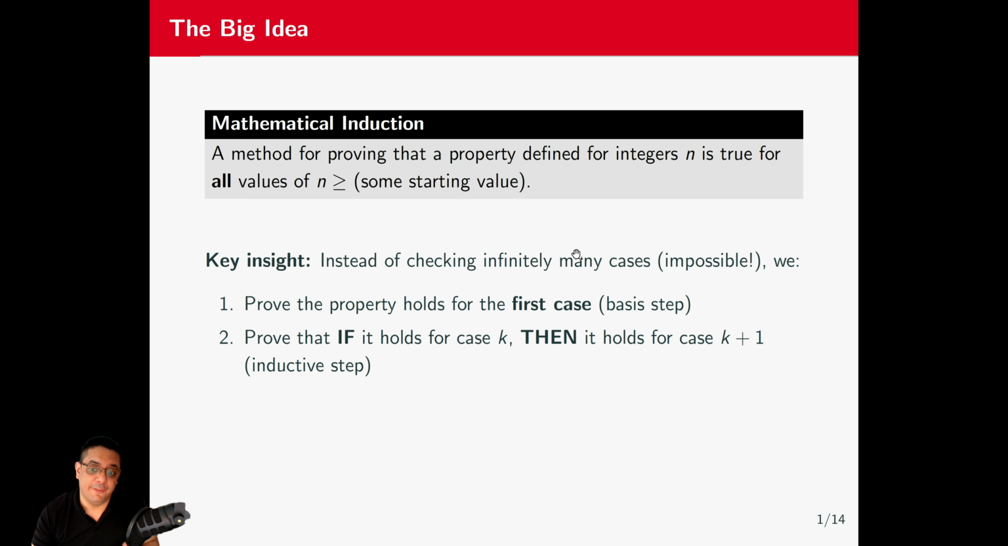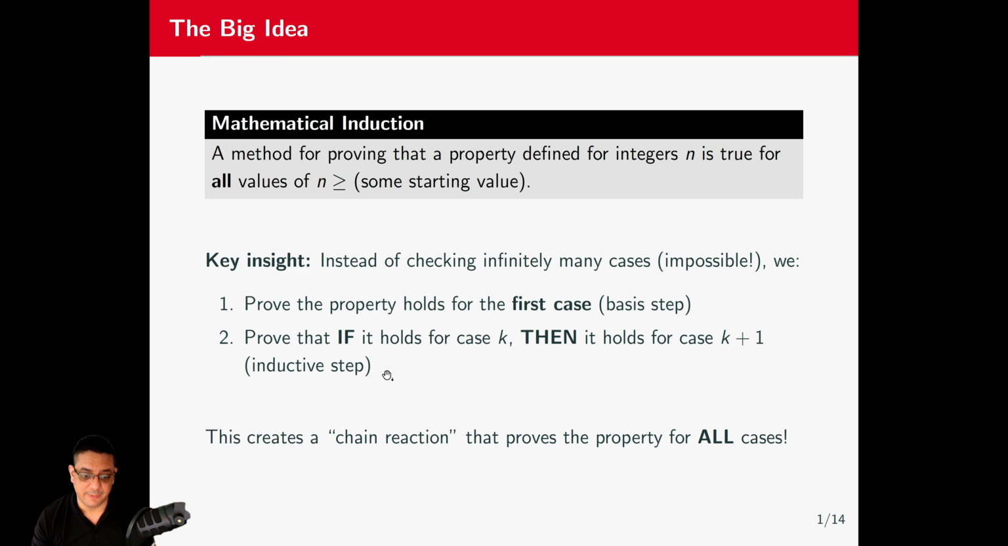Instead of checking infinitely many cases, what we do is we prove that the property holds for the first case, which is going to be called the basic step. And if that's true, then we check that it is true for the case of k. And then we prove that for the next one, it's also going to be true, which is what we call the inductive step. This creates some sort of chain reaction that proves the property for all cases.